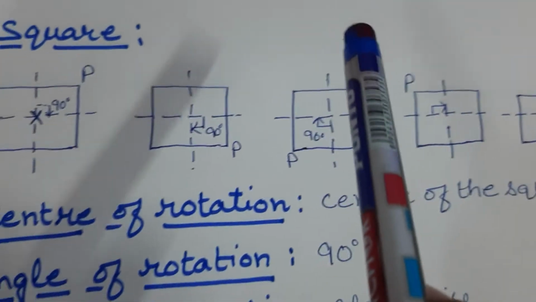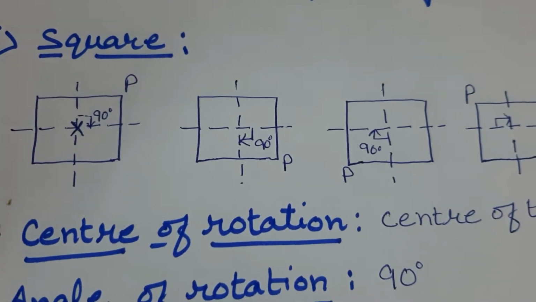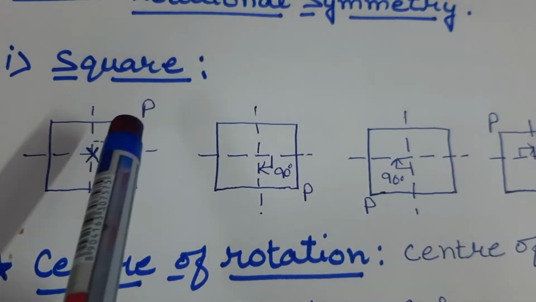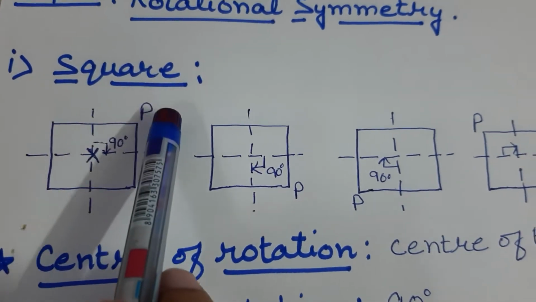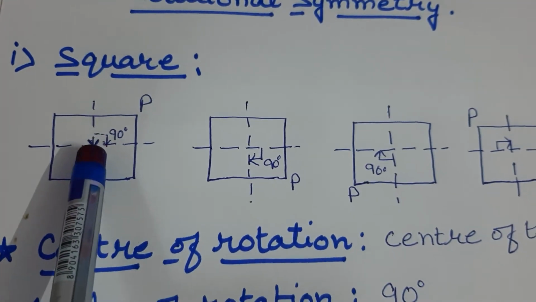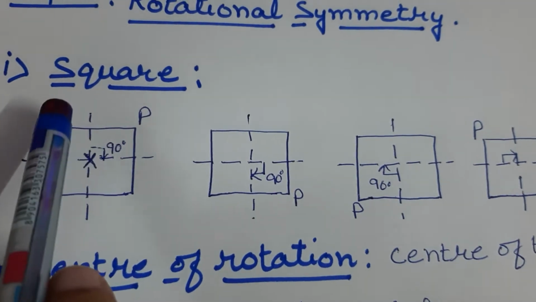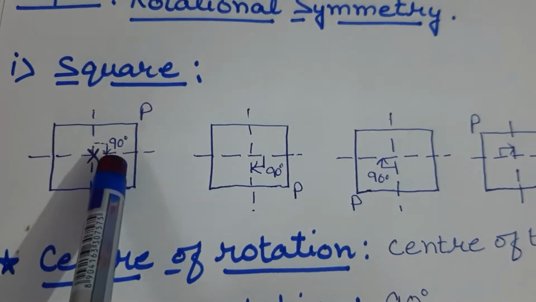Okay, let's take an example. First I am taking the example of a square. So this is the initial position of this square. I have written P here. This is the center of the square. Now this square will rotate around its center.